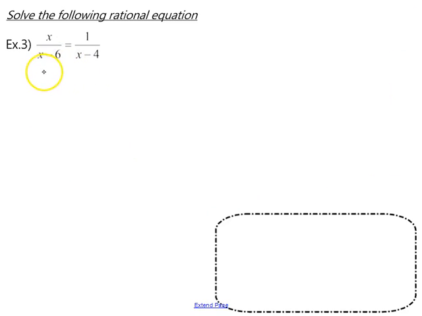In this example, we need to find an LCD because our denominators are not the same. So let's start by putting parentheses around our expressions so that we can group them.